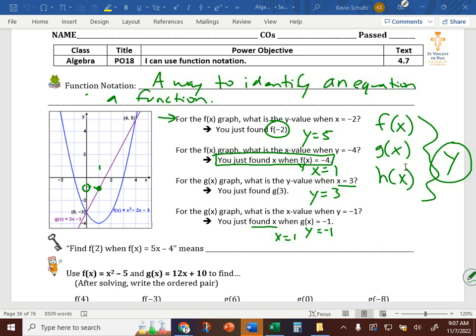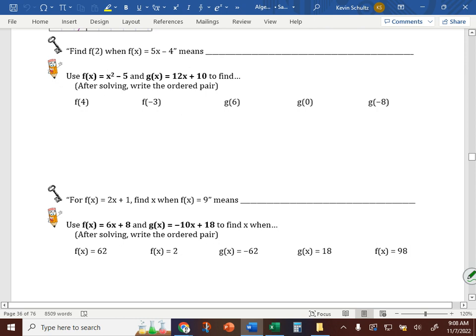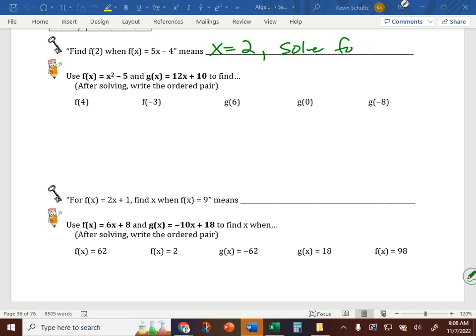So here's the connection I want you to make. When you're asked to find f of -2 or g of 3, which variable are you being given? Look at what you did in the first and the third questions when you were asked to find f of -2 and find g of 3. What variable did I give you? Kaylin, I gave you x. That's what it means to find f of 2 when f of x equals 5x minus 4: x equals 2, solve for y.